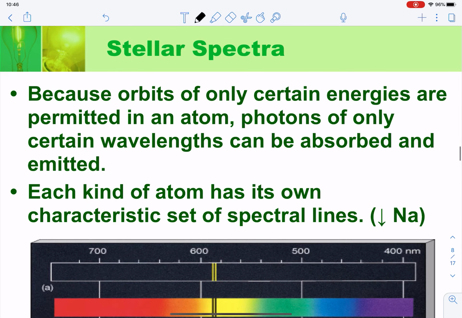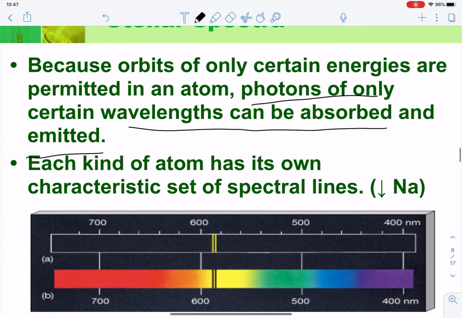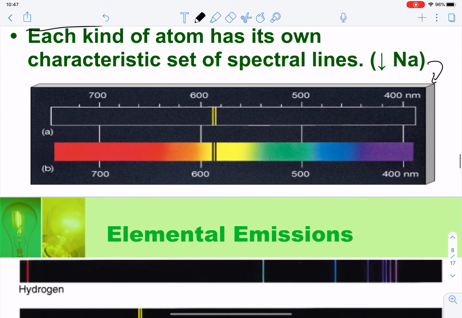So this brings us to our spectra, and we're going to talk about two different spectra of light. Basically, only certain energies are permitted in an atom. Photons of certain wavelengths can be absorbed and emitted. Each kind of atom has its own characteristic set of spectral lines, and we can use that to identify what the element is, or to identify unknown wavelengths and spectral lines. For instance, this model down here is showing sodium. And there are two different types of spectral lines that we'll see.